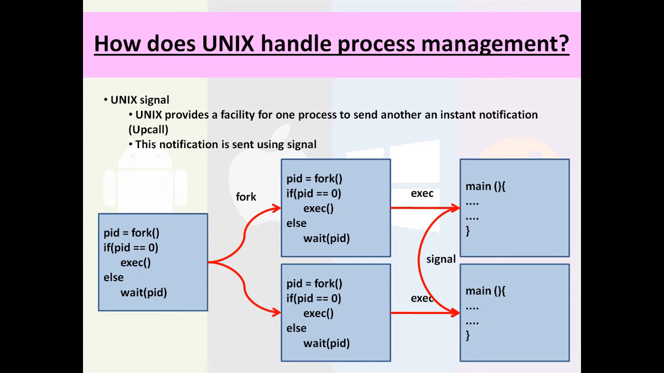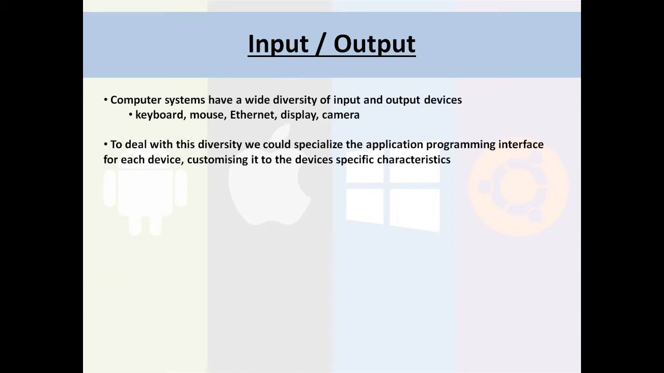Now, the last thing we're going to be looking at today is input and output. Computer systems have a wide variety of input-output devices, right? You've got a wide variety of keyboards, mice, Ethernet, display, cameras, printers, a lot of different things. To deal with this diversity, we could specialize the application programming interface for each device. We could come up with a solution for each individual device, customizing it to the device's specific characteristics.